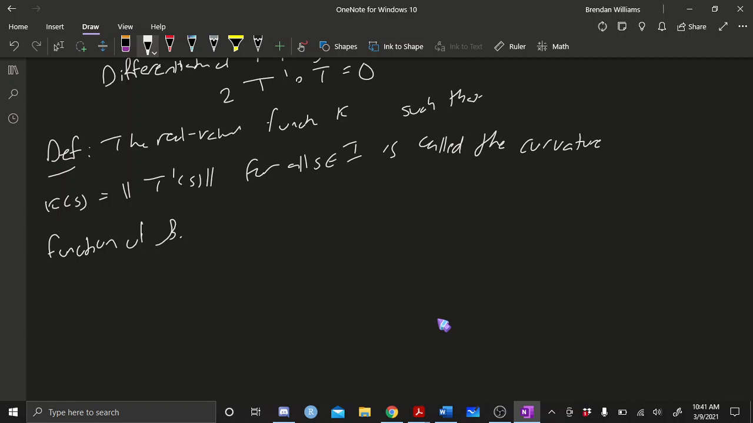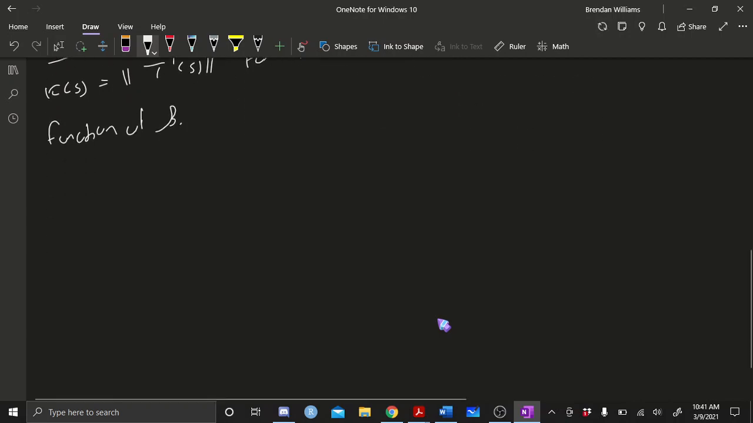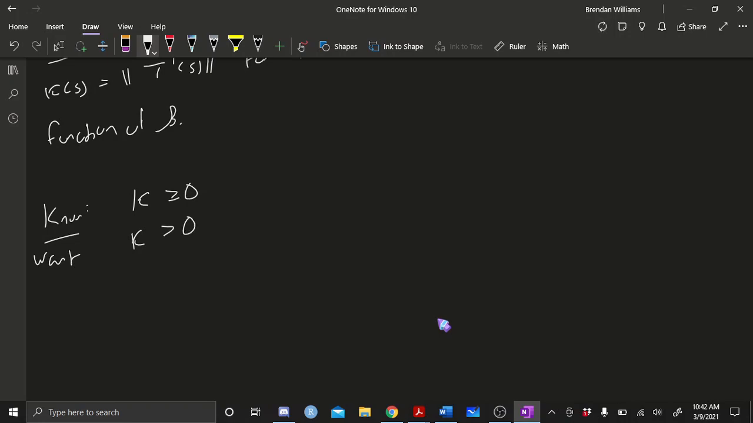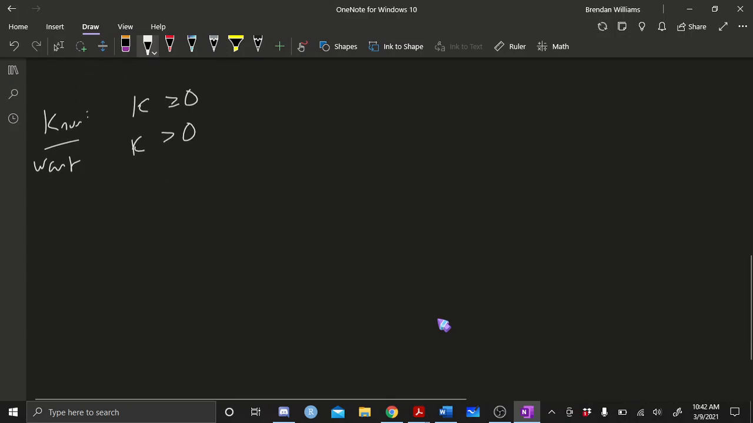Okay. Well, what do we know about kappa now? Well, because kappa is defined as a norm, we know kappa is greater than or equal to 0 for all s. And we're going to impose a further restriction that this is a strict inequality. So in other words, we want kappa greater than 0. So we just can't have kappa equals 0. Okay, moving on to the next definition.